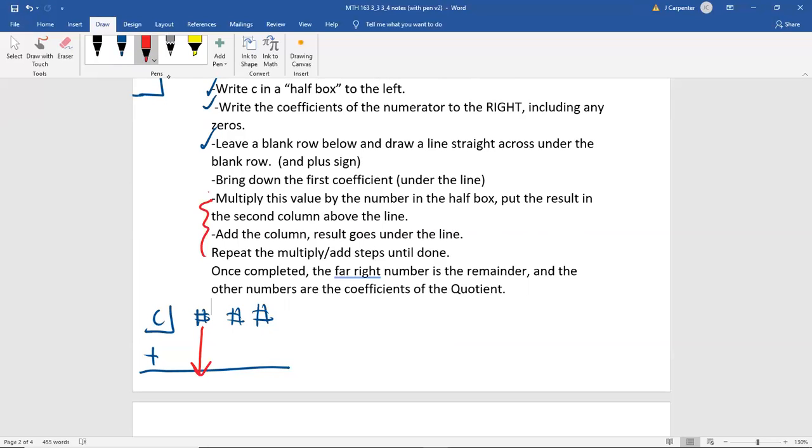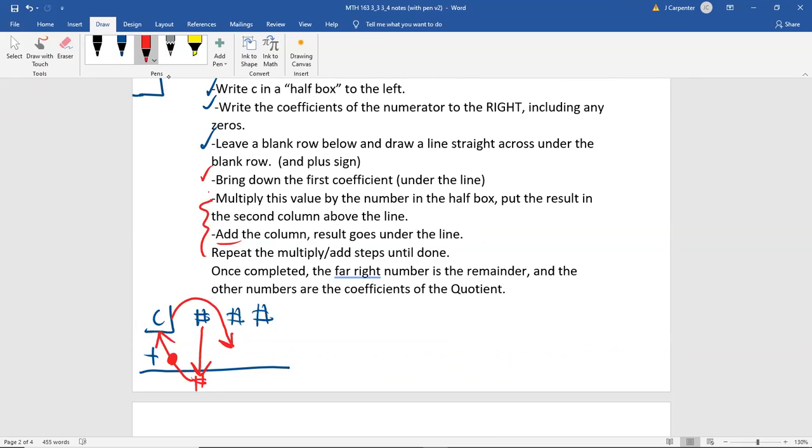So we did the multiply. I'm sorry, we did the bring down. Multiply this value. So again, whatever number this is is what this number will be. Multiply this by the number in the half box. So this is us multiplying. You'll take whatever you bring down and it gets multiplied by this. And then that result is going to go in the blank space, but one column to the right. So it goes multiply, you put the result here, and then you add.